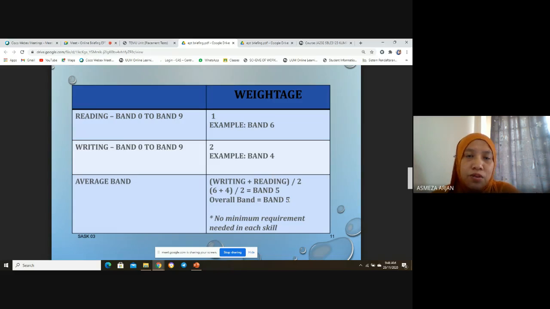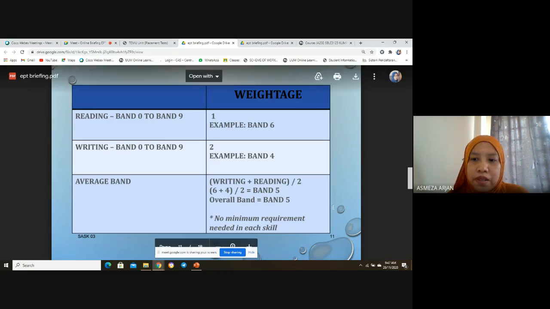Okay, so can you see that? There are two requirements. There are two ways for us to put you into your placement. Number one is to look at your writing. If you pass your writing but did not score for your average band, then we will follow your average band. That shows how important the writing skills are.